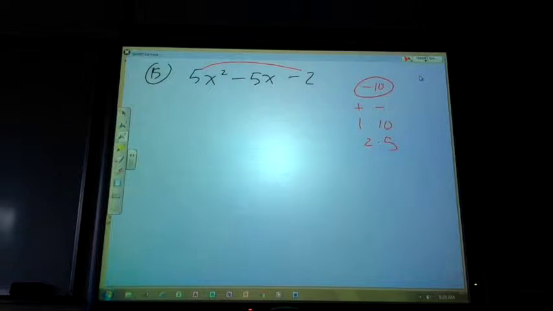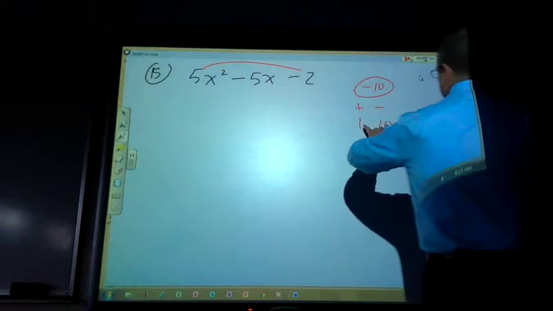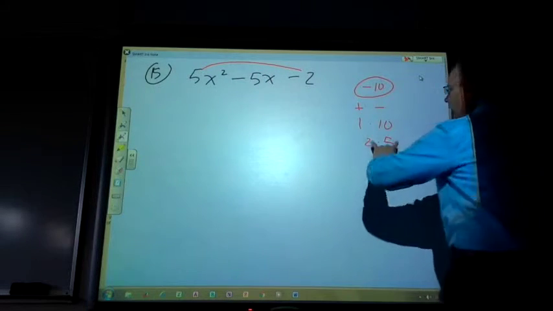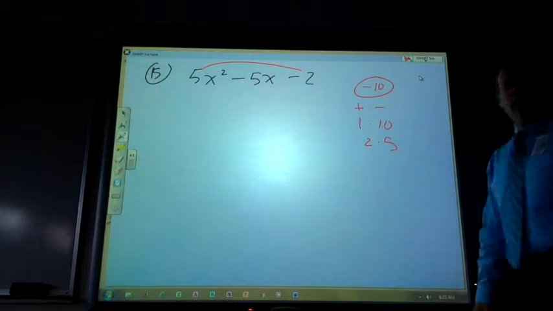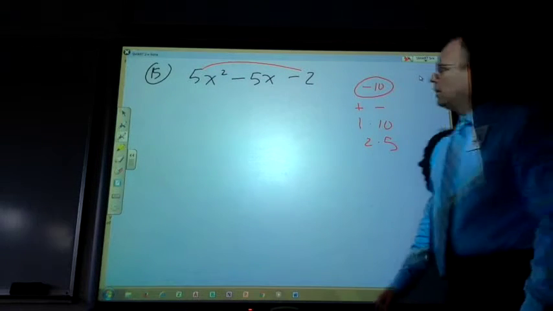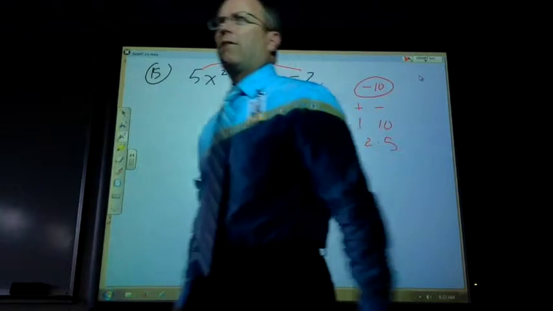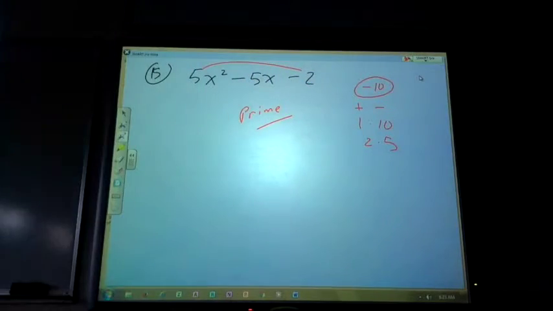One being positive, one being negative. Let's see. This would give me 9 or negative 9, and this would give me 3 or negative 3. Which one of those is going to work to give me negative 5? So, wait, we might not be able to factor it? So we're just going to list this as prime, or you can say can't factor at this time.